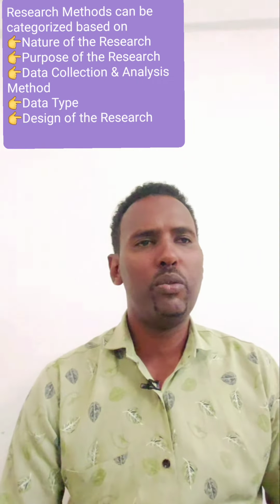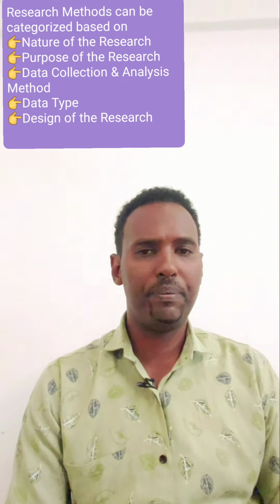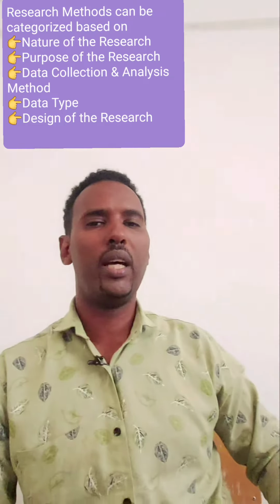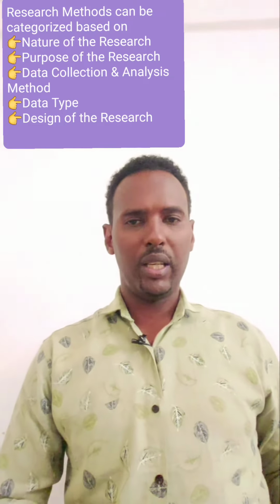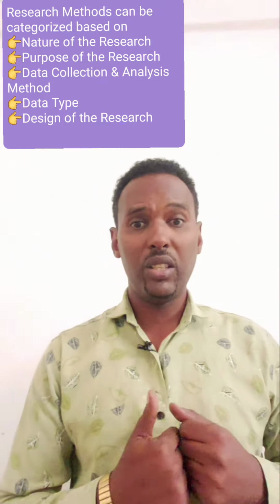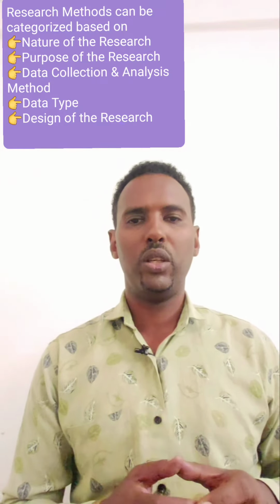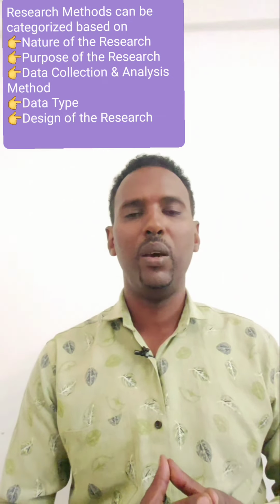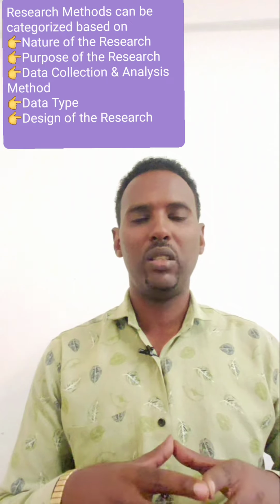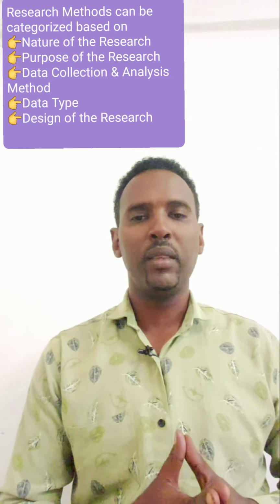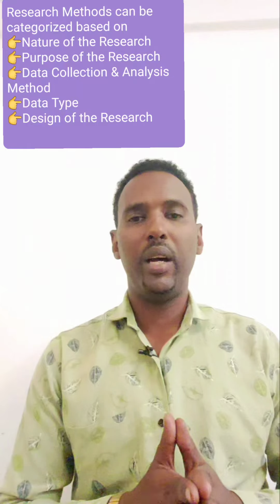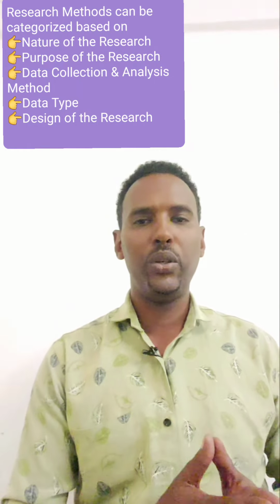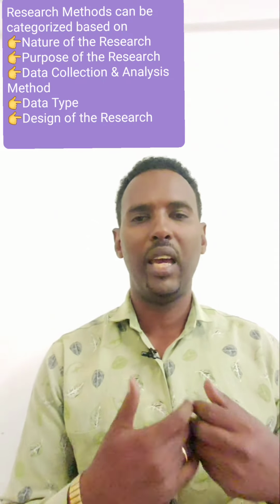The other, based on the purpose of the research, research methodology can be divided into two: basic research and applied research. Basic research is used to add knowledge to the already existing body of knowledge. For example, previously we knew that there were 9 planets in the universe, but after a few years, no, there were more planets, 13. And again, after a few years, no, there were 16, 17, 18.